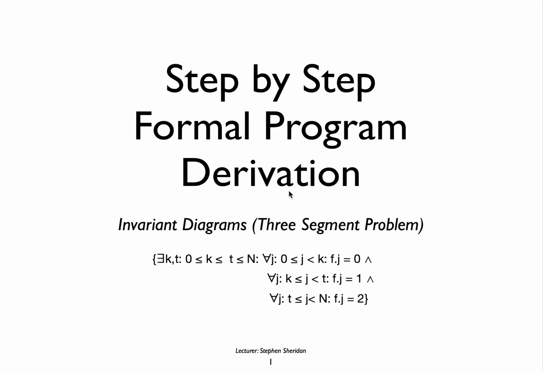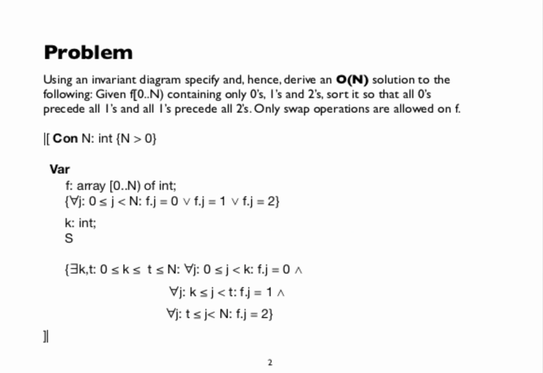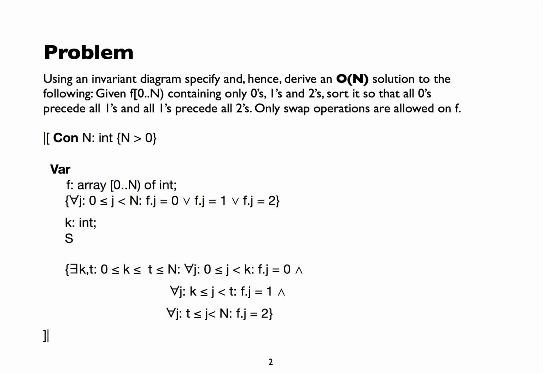In this lecture, we're going to look at invariant diagrams for solving problems that contain three segments. A typical problem description might be as follows. Using an invariant diagram, specify and hence derive an order n solution to the following. Given an array f0 to n containing only zeros, ones and twos, sort it so that all zeros precede all ones and all ones precede all twos. And of course, only swap operations are allowed on the array.